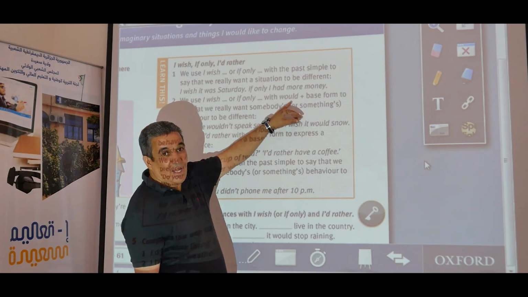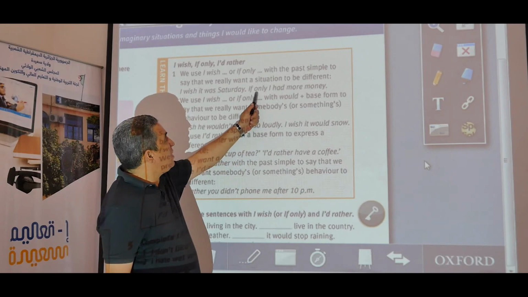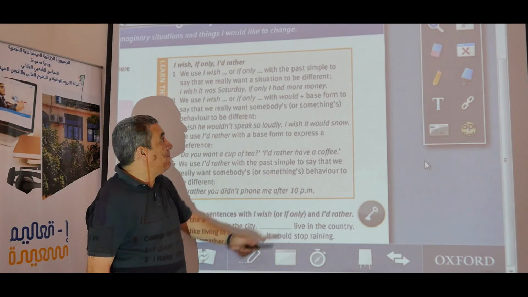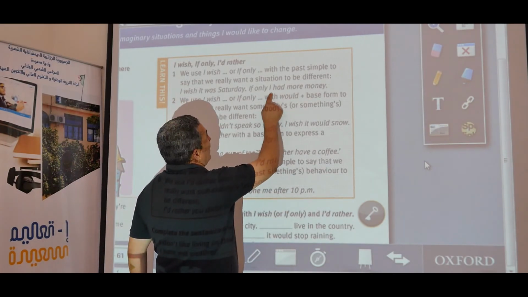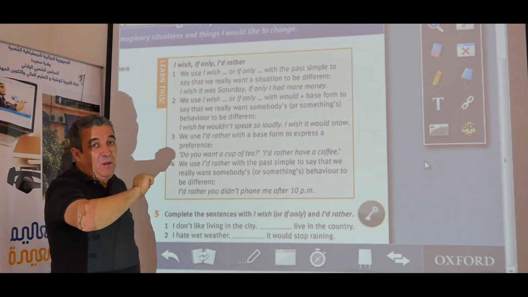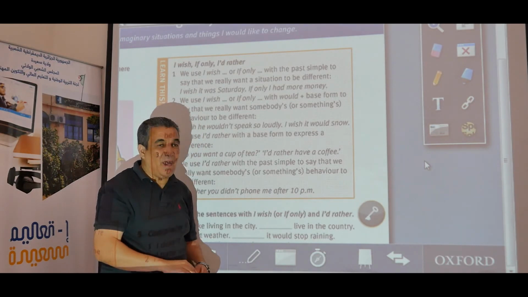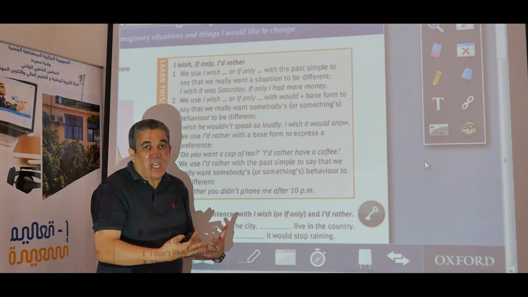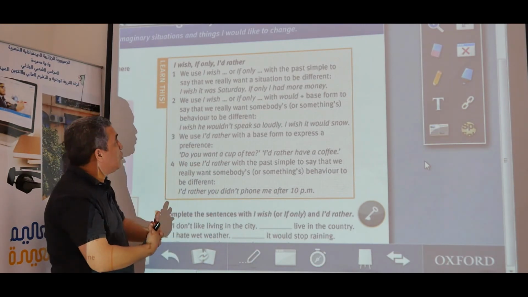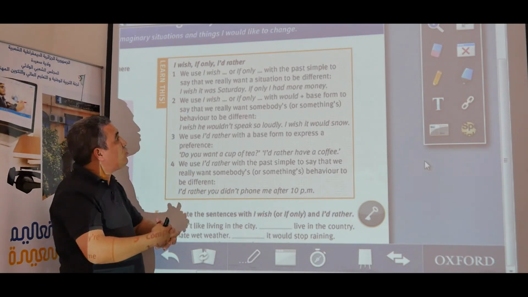Now, if only I had more money. Past simple. If only I had more money. But in reality, the person who is speaking doesn't have enough money. So he's wishing, if only I had more money. So number 1, we really want a situation to be different.